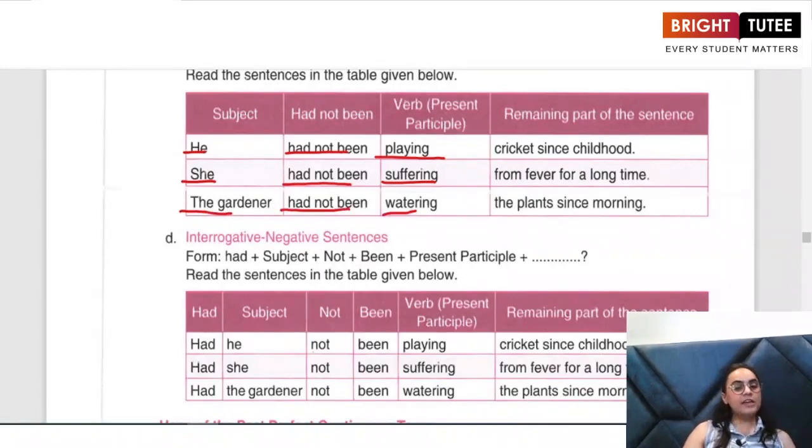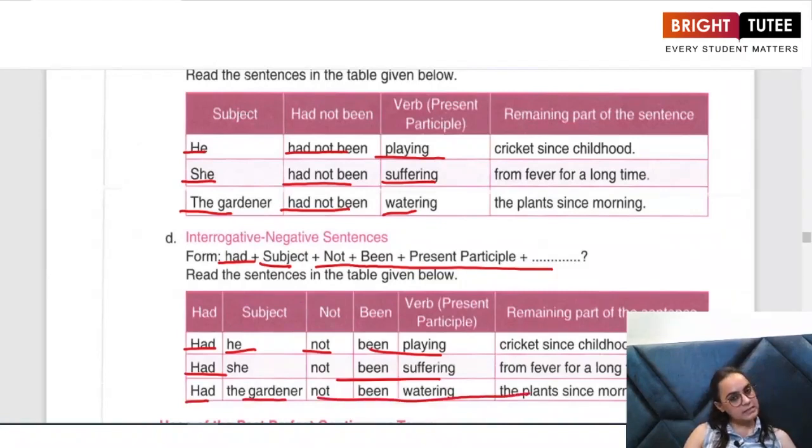And then we have the interrogative negative sentence. The structure is we begin with the helping verb had plus the subject plus not plus been plus the ing form of the verb. For example, had he not been playing cricket since childhood? Had she not been suffering from fever for a long time? Had the gardener not been watering the plants since morning? And so on.